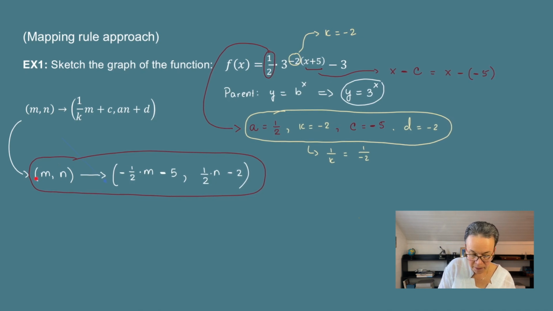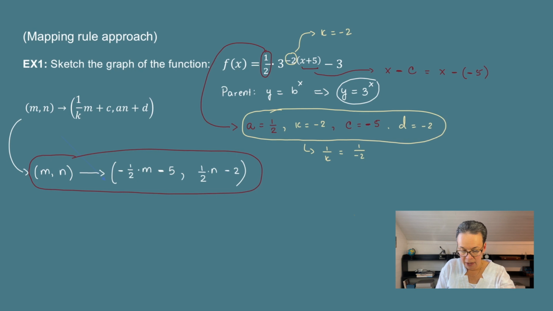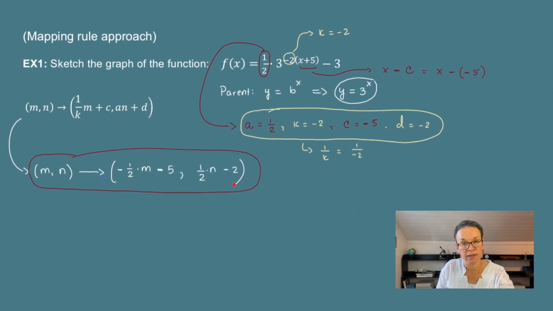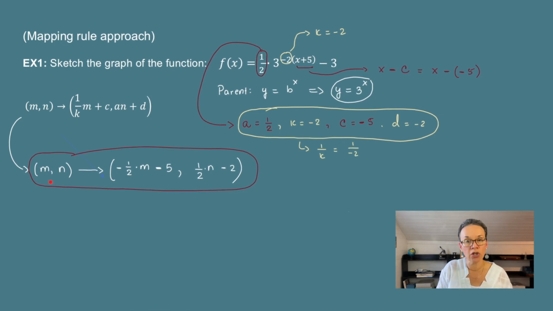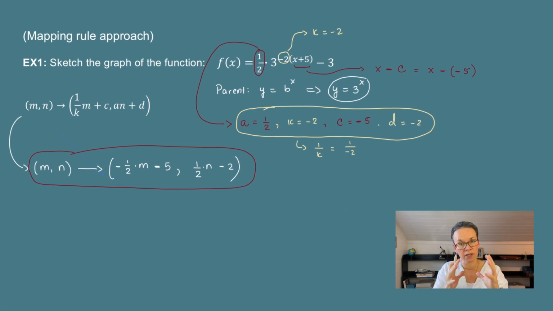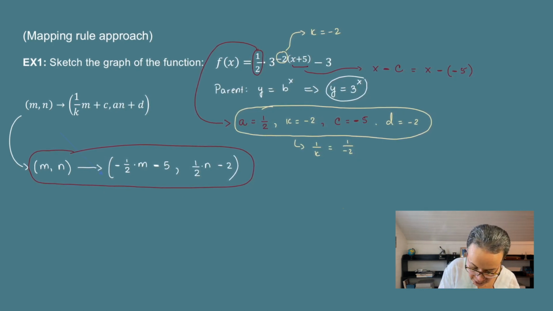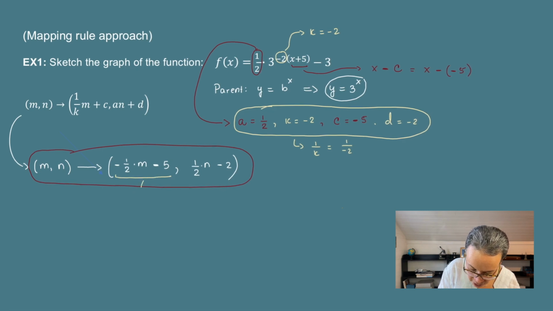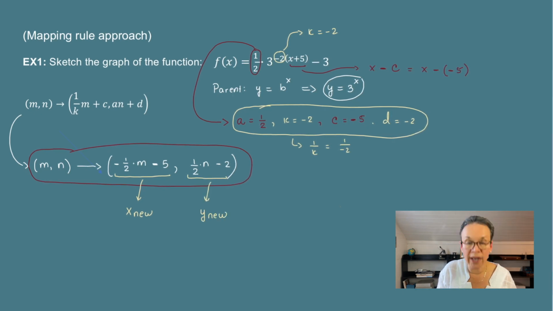Again, mn is a point on the parent function, the base function. Then we apply this formula or this rule in order to get the image of Mn. The image of Mn is this point right here, which is a point on the new graph. I want to emphasize that this here gives me the new x value, and this expression here gives me the new y value.